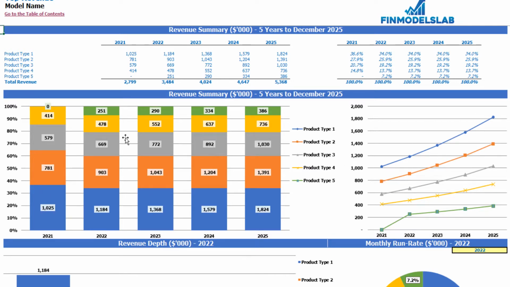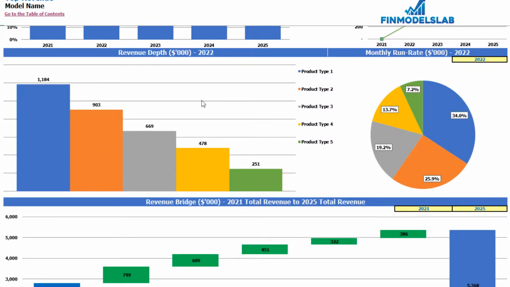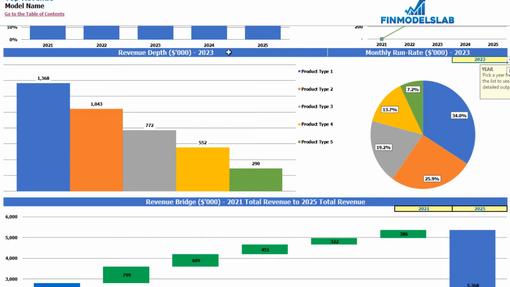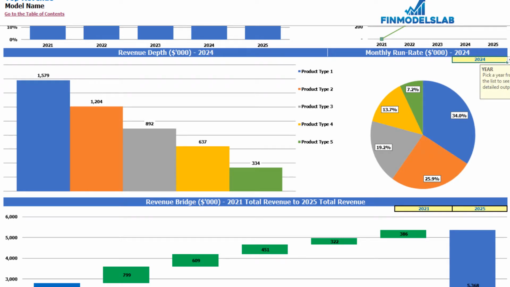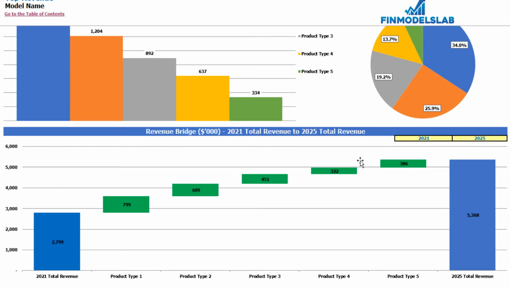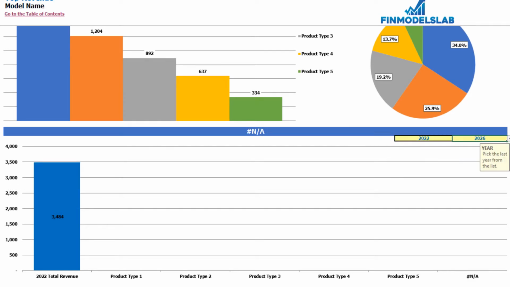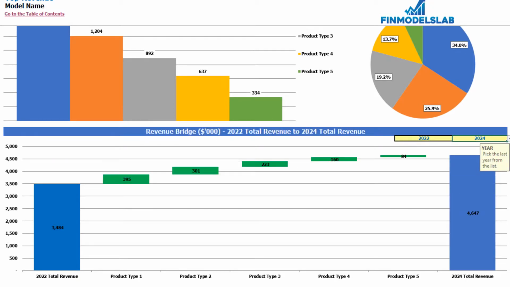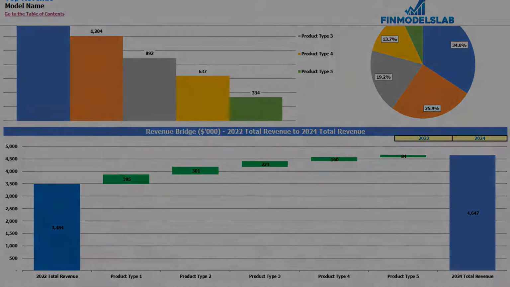So on the left side you may see the absolute values and percentage breakdown by years, and on the right side you may see the charts with absolute values. A bit below you may see the revenue depths for the selected year. This year is also changeable, so you may review the revenue depths and monthly run rate for example 2024. And finally you may see the revenue bridge between these 2 years, which are also changeable. So you can set up, for example, from 2022 to 2024, and you may see the main drivers of your revenue growth by different product types.